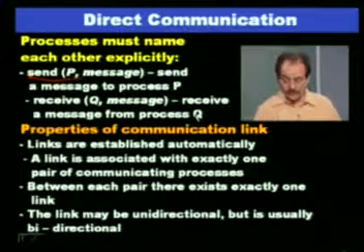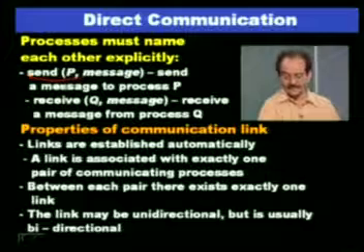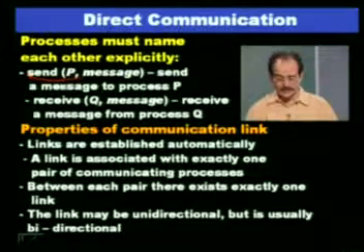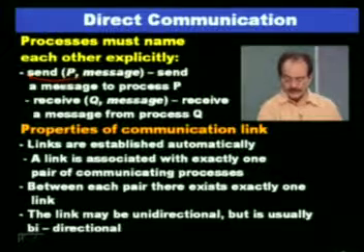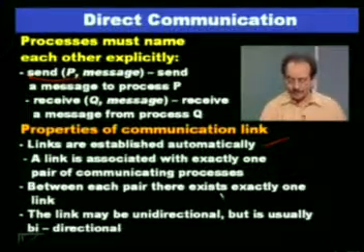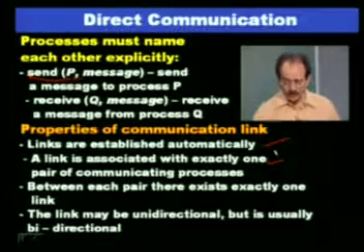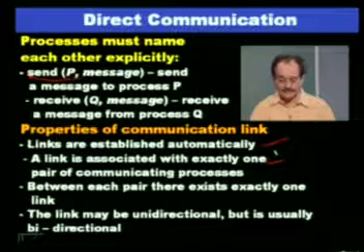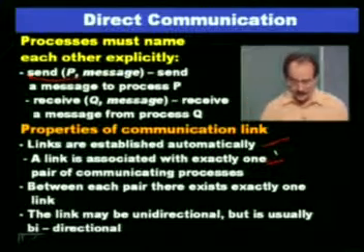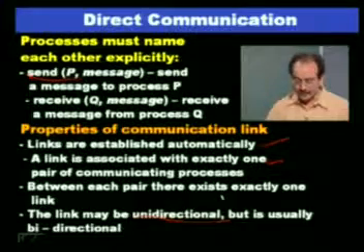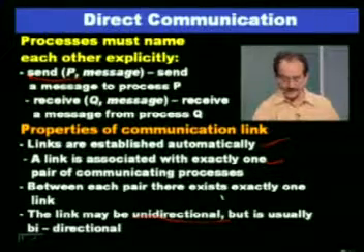Now, what sort of linkages are there between process P and Q? Let us say there is some sort of a link which has to be formed. These links are established automatically, we will discuss about this, and they are associated with only one pair of processes. This sort of links are made between two processes, or the links may be unidirectional, or it can be bidirectional also.